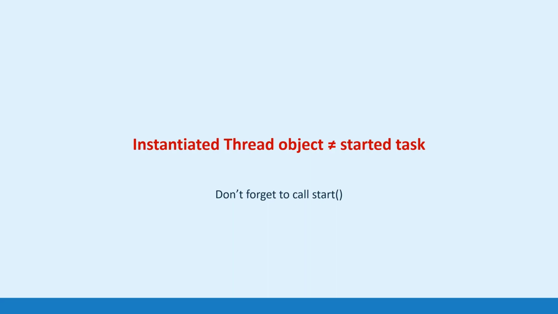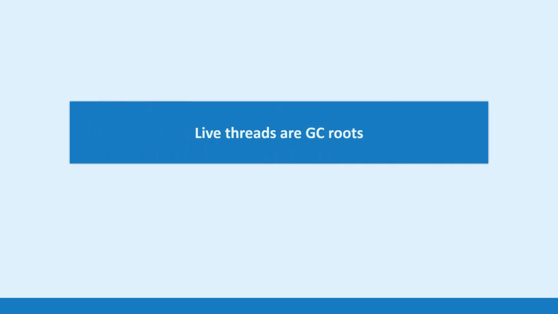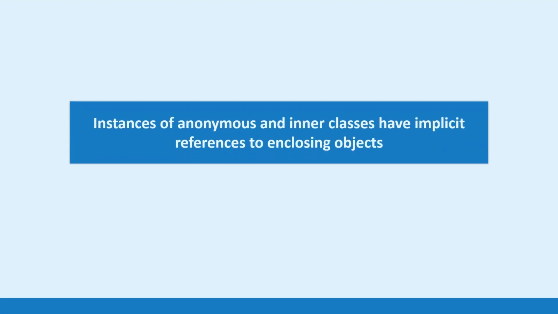After you start any thread, it immediately becomes a garbage collection root. Therefore, objects referenced from live threads will not be garbage collected, and that's important to keep in mind to prevent memory leaks in your Android application. And don't forget that instances of anonymous and inner classes have implicit references to enclosing objects. So if you don't see a reference, it doesn't mean that it's not there. And it's very easy to forget about implicit, invisible references like this. Therefore, be exceptionally aware of this aspect of Java virtual machine operation.